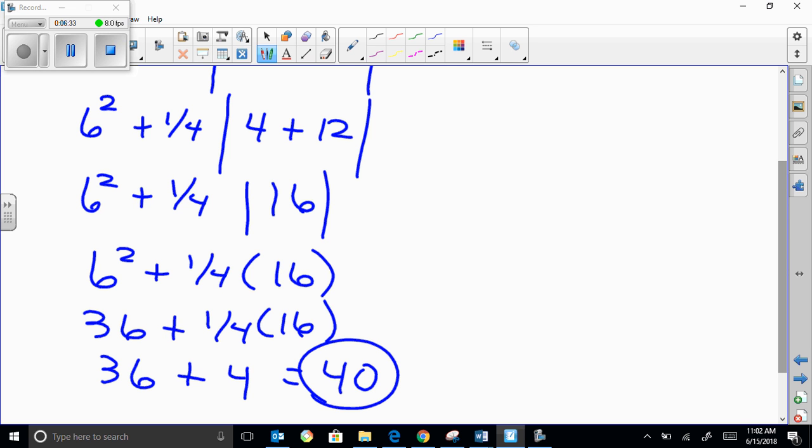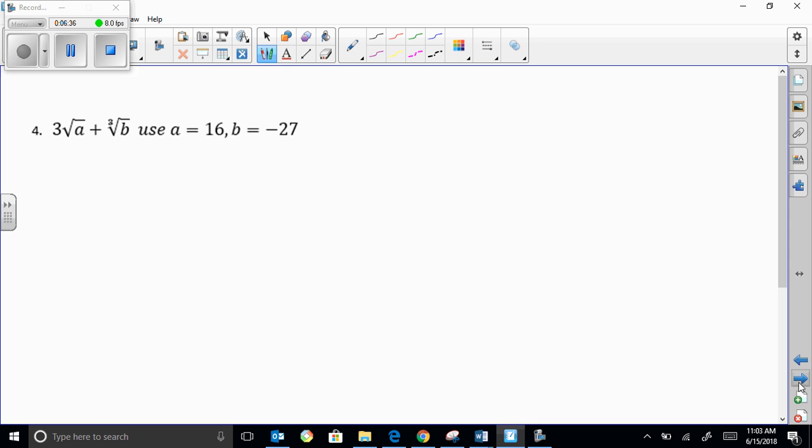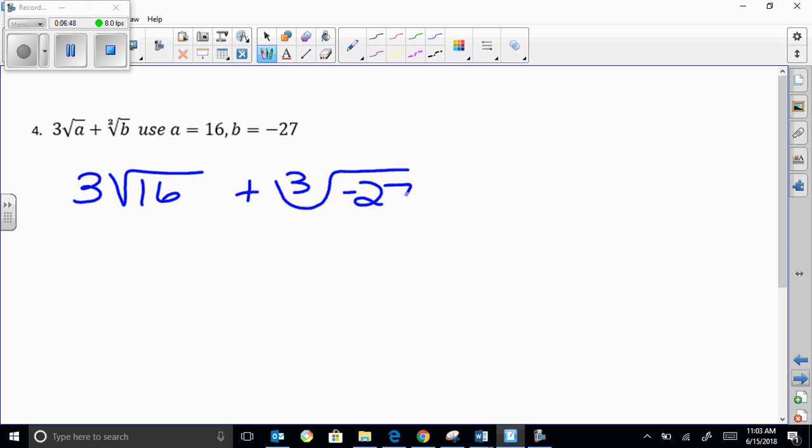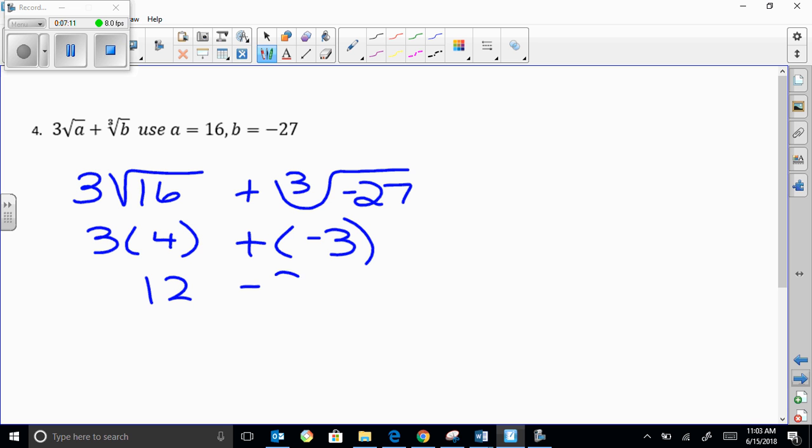Number 4: this one we have to evaluate, so we have to substitute our numbers in first. So 3 times the square root of 16 plus the cube root of negative 27. Now follow your order of operations. The square root of 16 is 4, plus the cube root of negative 27 is negative 3. 3 times 4 is 12, and 12 minus 3 makes my answer 9.